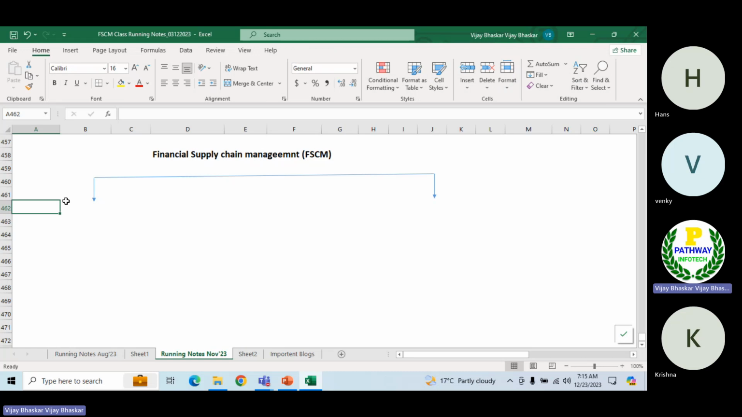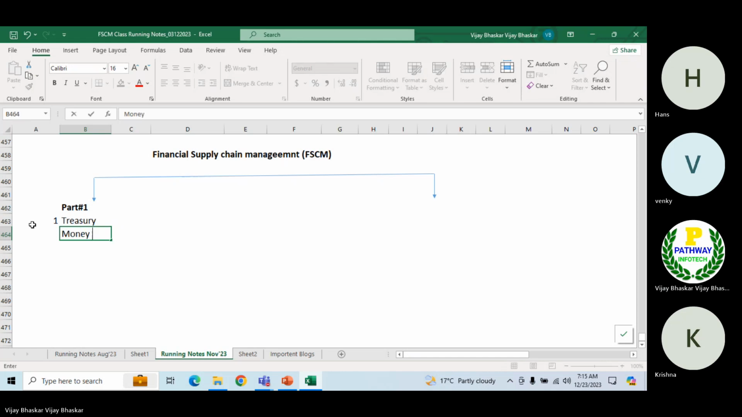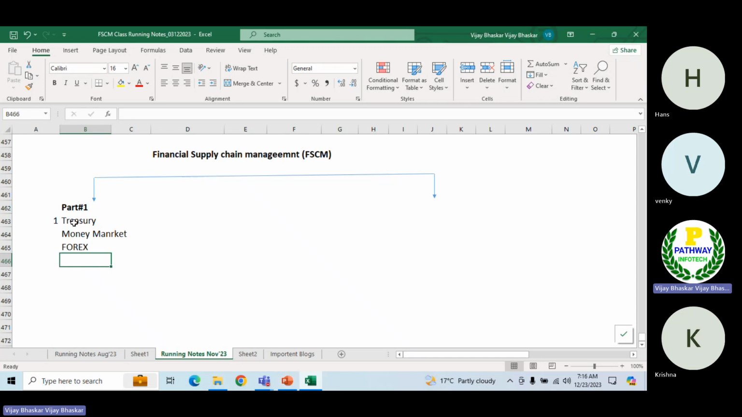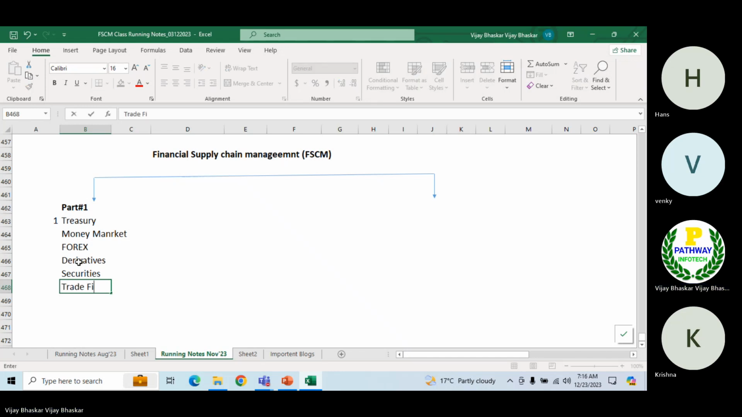Now, let's say part 1. FSCM part 1. Under FSCM part 1, what are we going to learn? Treasury. Under Treasury again, we have different modules like money market, forex, then derivatives, securities, then trade finance. I will show you that. So all these we are going to learn under Treasury.